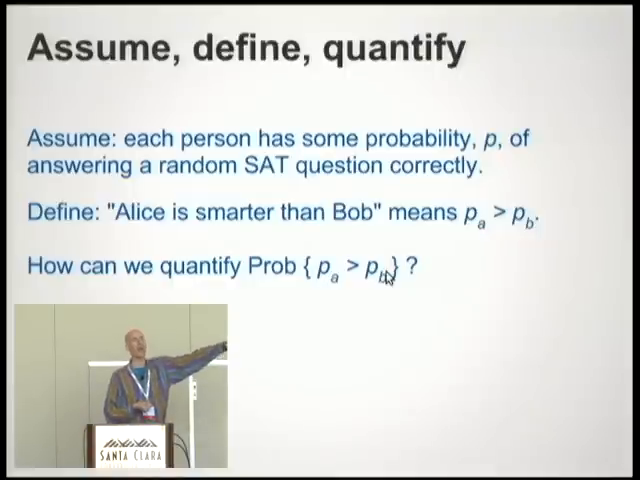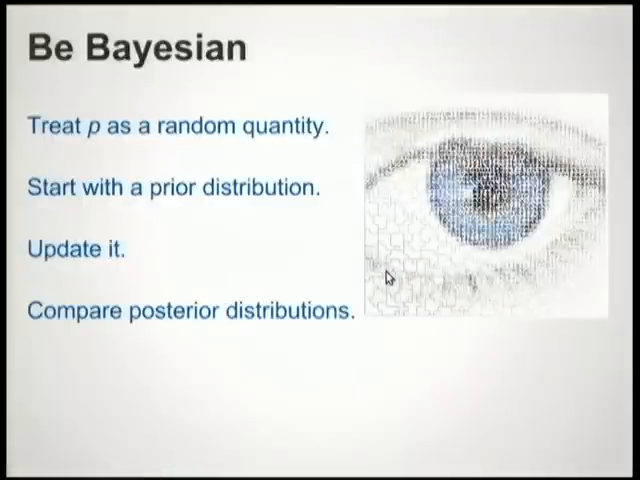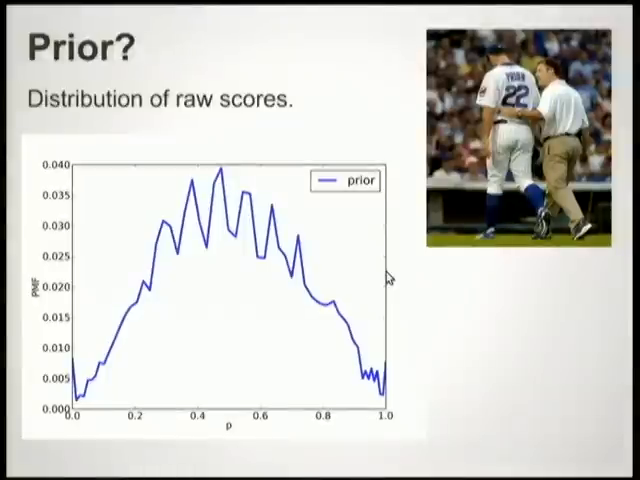So P sub A is Alice's value, P sub B is Bob's. What we want to know is what's the probability that P sub A is greater than P sub B given these data. So let's walk through the process of doing that. The first thing, again, we're going to treat P as a random quantity. I'm going to start by giving a prior distribution to everyone in the room, and then I'm going to use your SAT score to update that distribution. That's the plan. Now, this is one of those nice cases. Yes?